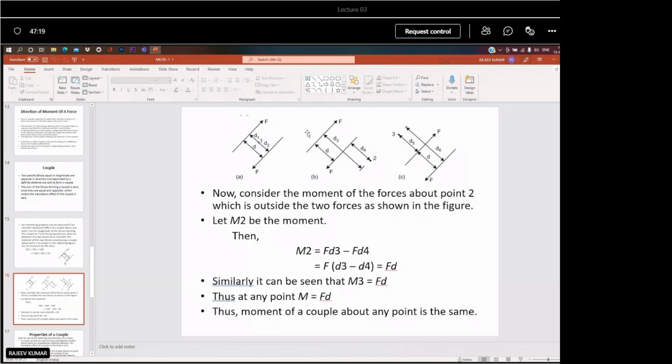See here the different points, F1 is here, F2 is here, and by two points you want to get the effect. So now consider the moment of the force about a point which is outside the two forces, as shown. So moment M2 will be calculated. M2 is equal to F D3 minus F D4. Parallel forces are there. So F times (D3 minus D4), and that you have given as D. So this is F times D. This is called the Varignon theorem.